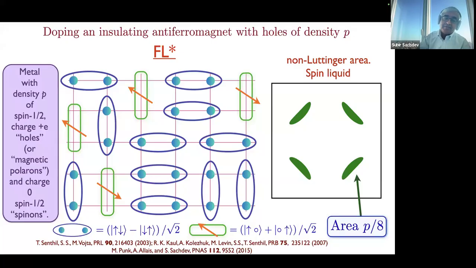And also, I should say that the Hall effect for both of these states is just P, because that just depends on the total density of charge carriers. So there's a difference in the Fermi surface, although there's no difference in the Hall effect.